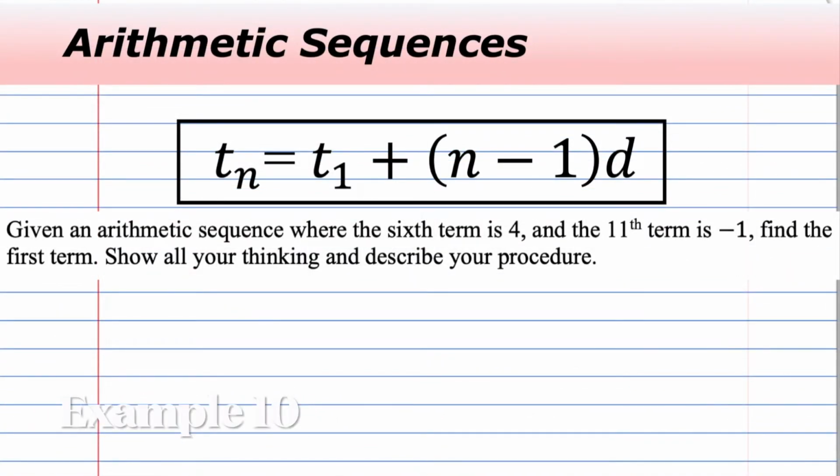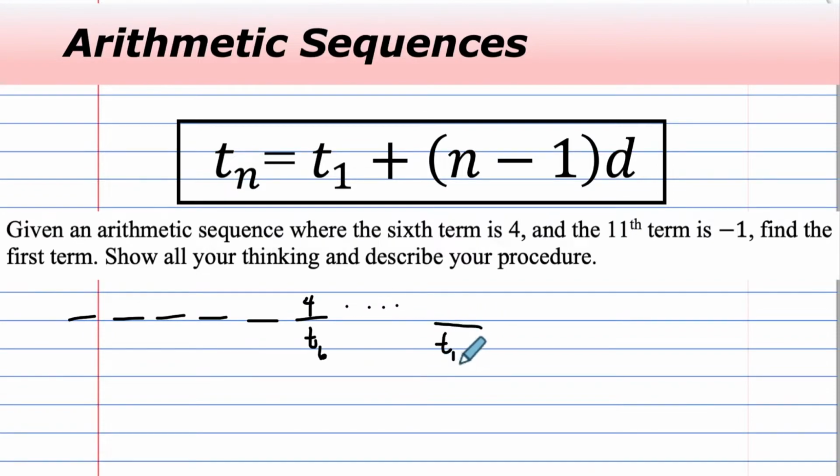Last one. Given an arithmetic sequence where the sixth term is 4 and the 11th term is -1, find the first term. Show all your thinking and describe your procedure. Draw yourself a picture and see what you can come up with. We have the 6th term, 1, 2, 3, 4, 5, 6, t of 6. The value is 4. And then we have the 11th term, where the value is -1. And we're asked to find this one.